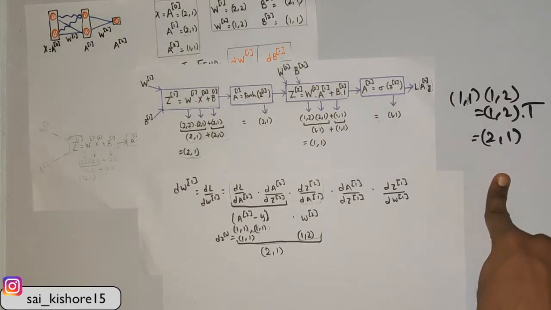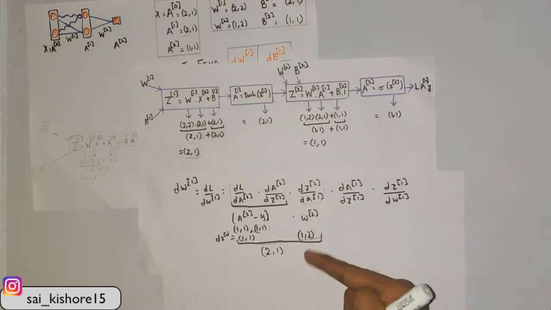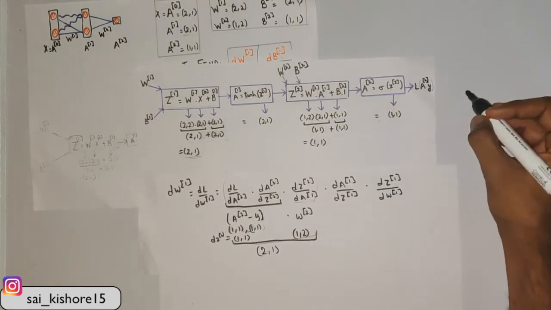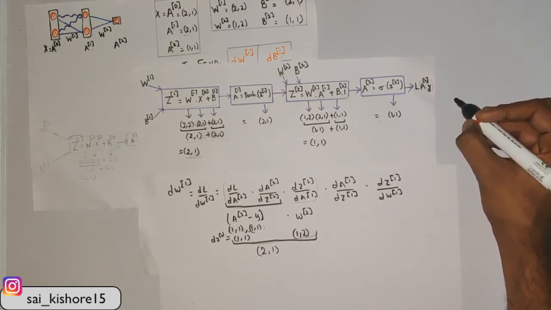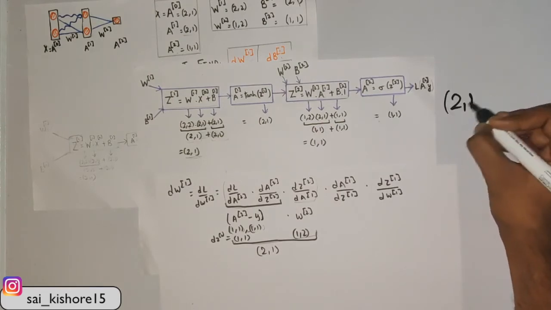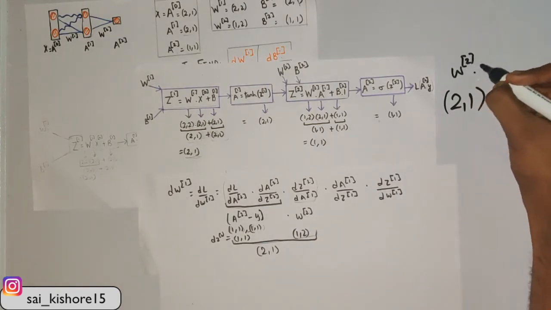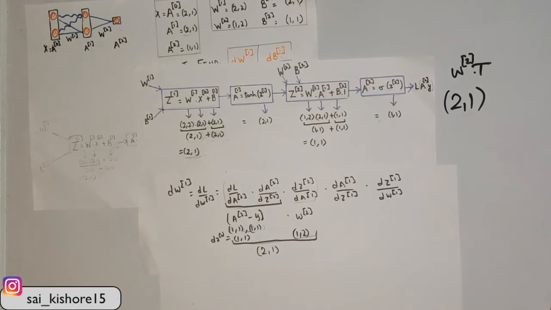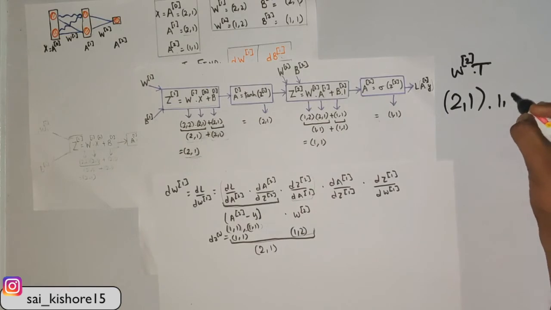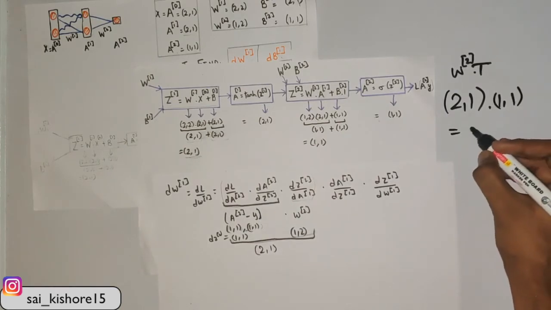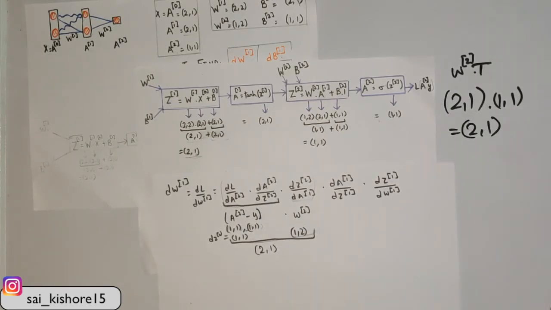So this is one way. The other way is that you can take this 1, 2 and transpose it first. So that gives us 2, 1. So W2 transpose. Then you are multiplying it with this term 1, 1. So this way also you get 2, 1. If you are wondering if the answers might vary, I'll show you with an example that the answers are pretty much the same thing. Let's go to the experiment.